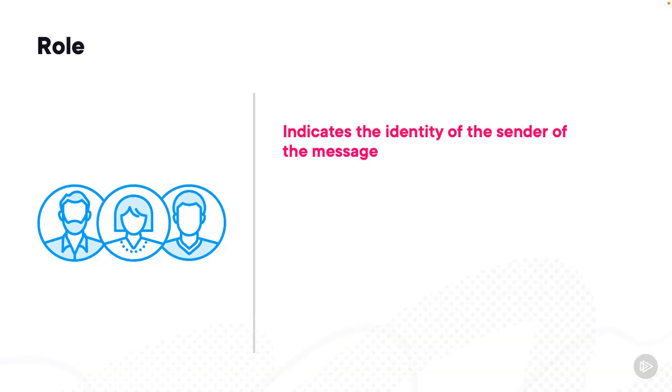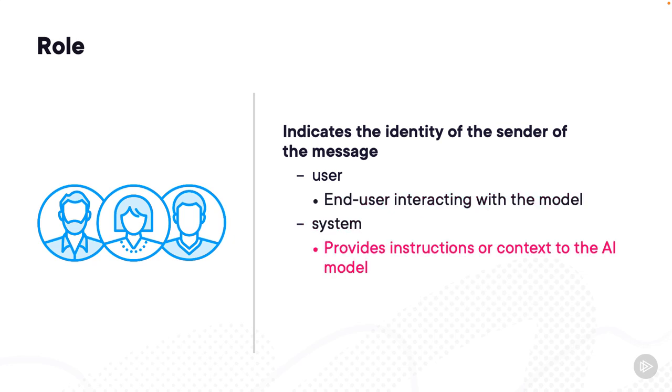Now, what's the role? The role indicates the identity of the sender of the message. These are the options. User is the end user interacting with the model. That's me, you, or the user of your application. System provides instructions or context to the AI model, and assistant are the responses generated by the AI model. This is important in case you want to continue the conversation.